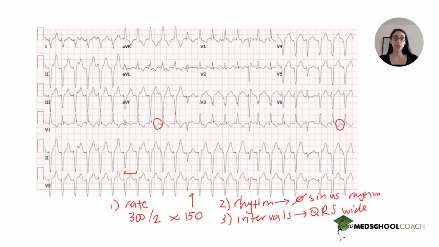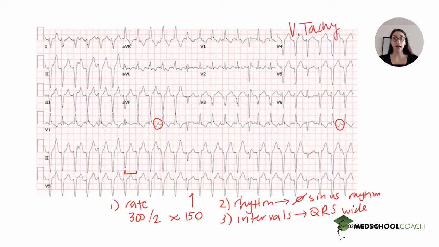So our interpretation of this EKG big picture would be that this is a wide complex tachycardia. It's not sinus rhythm, and we're not really seeing P waves here. And if we look at the morphology of the QRS, it appears to be relatively monomorphic. Most of these QRS complexes have pretty much the same morphology. So we have a monomorphic wide complex tachycardia, and so this is most consistent with ventricular tachycardia.